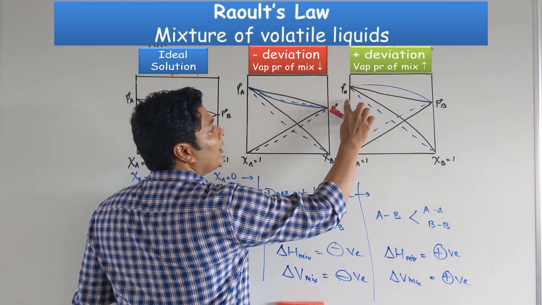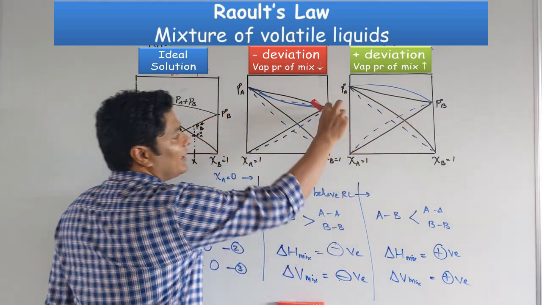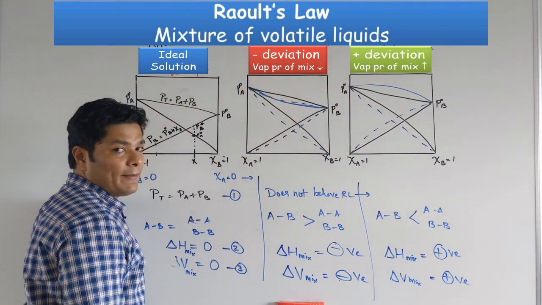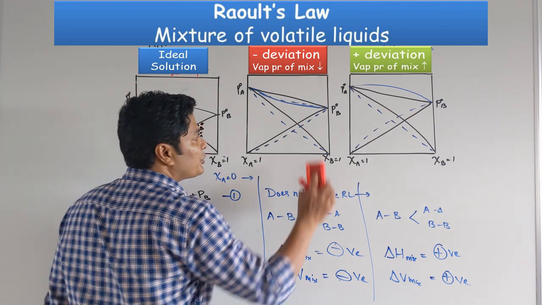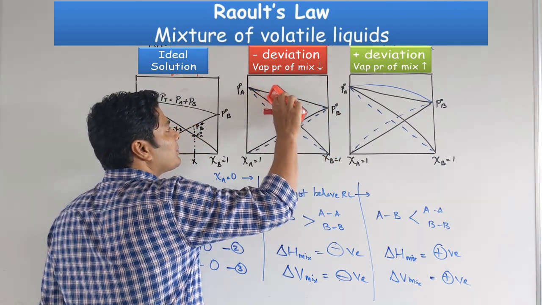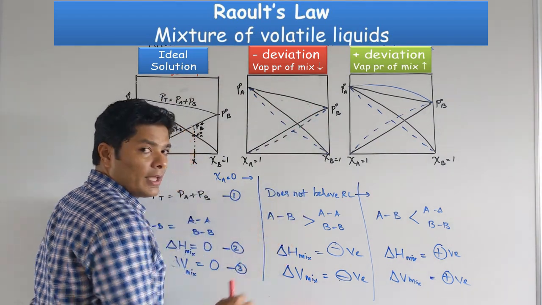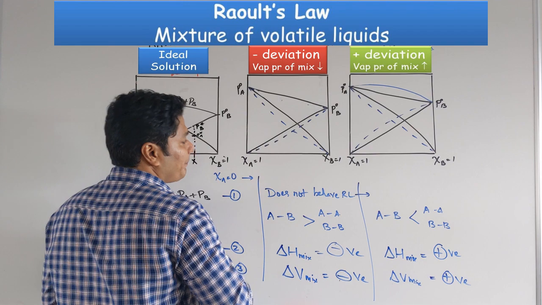So this is P naught A. The blue line traces between P naught B and P naught A. Sometimes you form mixtures such that the interaction is much stronger. Okay, they interact strongly.